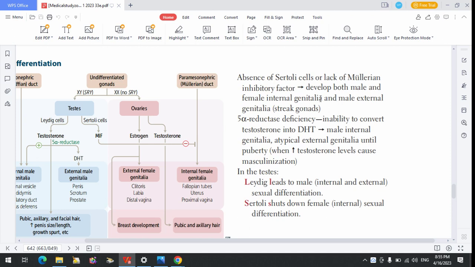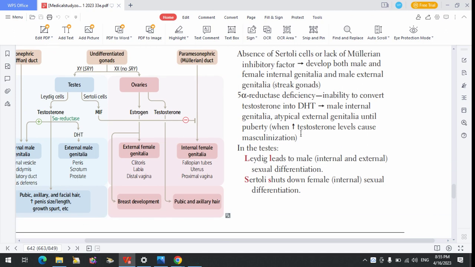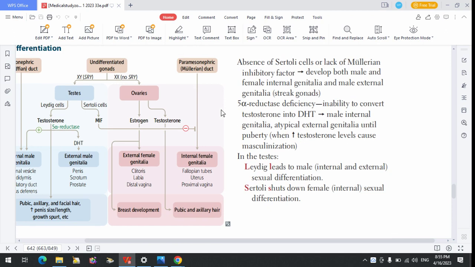So the reason why you can form the male internal genitalia as well as the male external genitalia is due to the presence of the Leydig cells. But the reason why you are having the female internal genitalia coexisting with the male internal genitalia is because there is no Sertoli cell to inhibit the paramesonephric duct. Do you guys get it? Yes. It's just the Sertoli cells not shutting out the female one. The Mullerian inhibitory factor is not available. So we'll still be seeing the female internal genitalia in that guy. Exactly. That's what I want to hear. So you'll be seeing fallopian tubes.